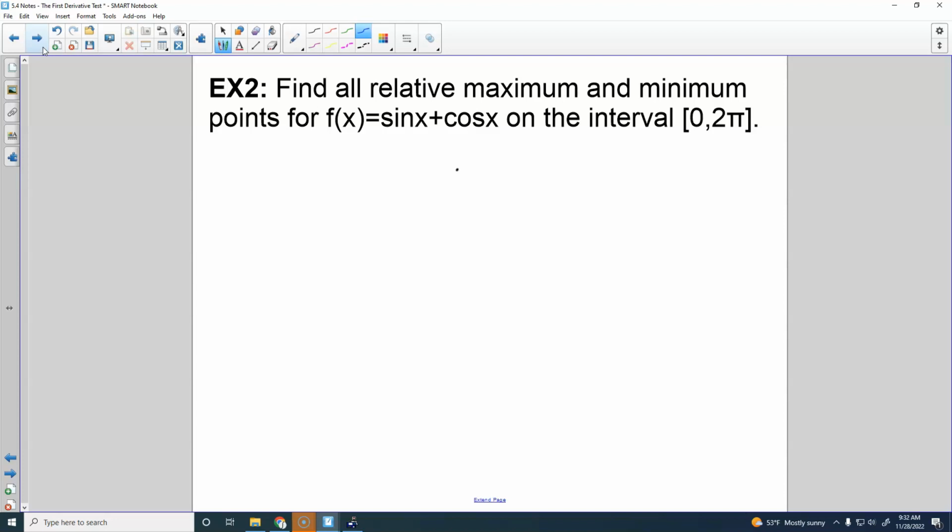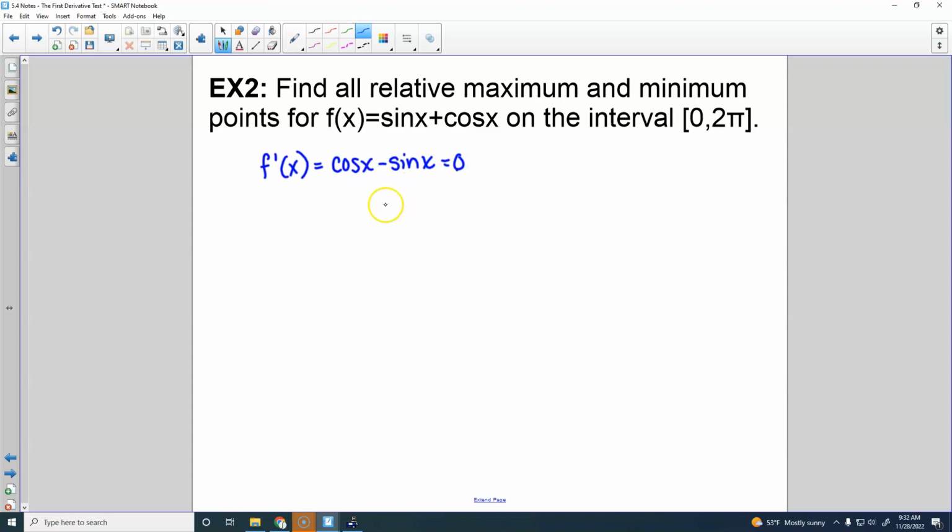All right, find all relative maximum and minimum points for f of x equals sine x plus cosine x on the interval from 0 to 2 pi. So for this one, same thing as the last one, we need to take a derivative. So derivative of sine is cosine. Derivative of cosine is negative sine. Once we have a derivative, what do we do with it? Set it equal to 0.